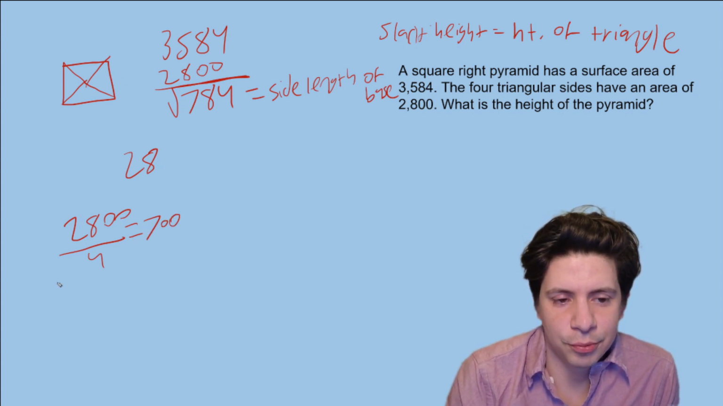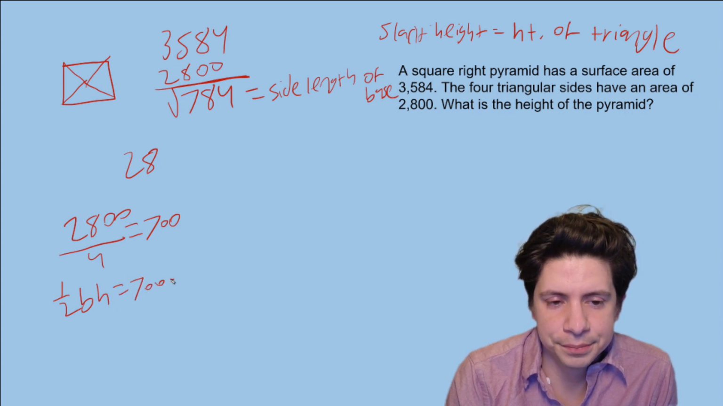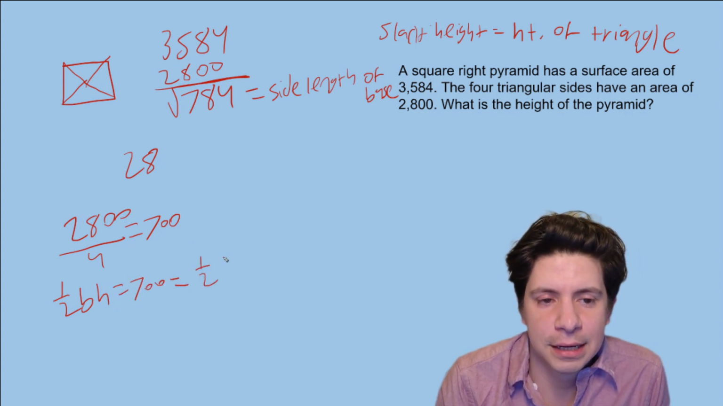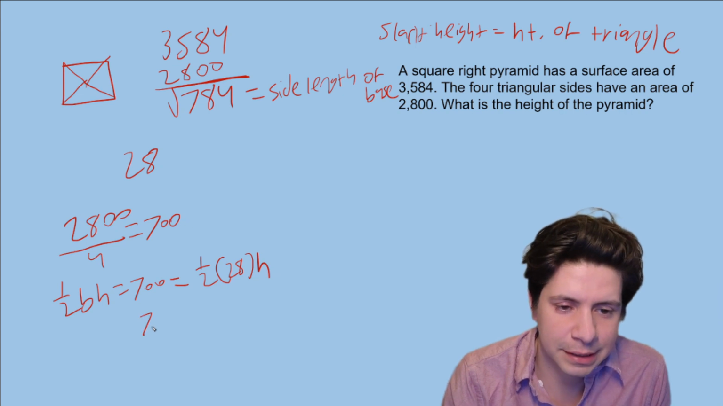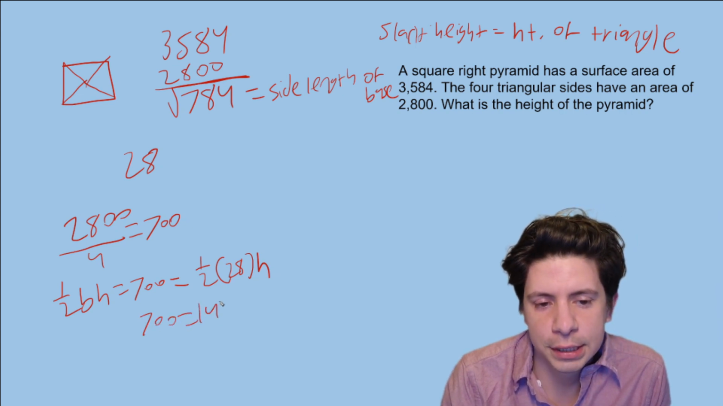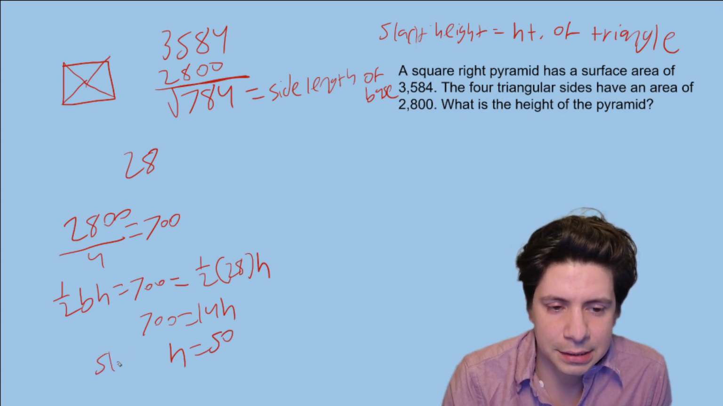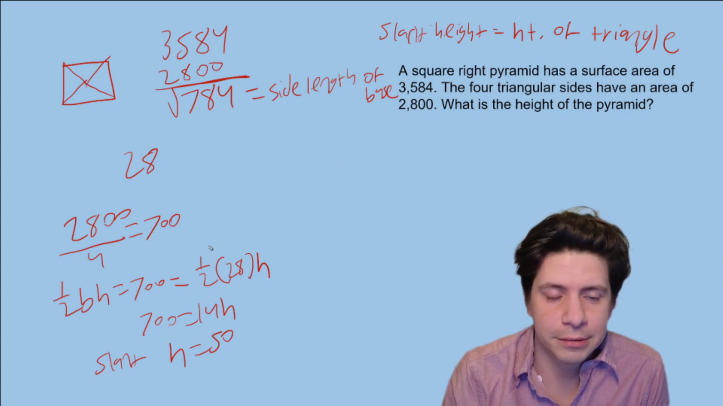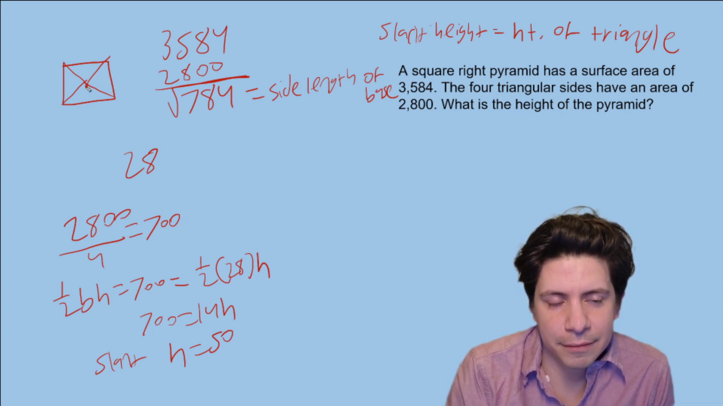And that's the area. So 1/2 BH equals 700. It equals 1/2 times 28 times H. So then 1/2 times 28 is 14. So we have 700 equals 14H. That means H equals 50. But this is slant height. So this is slant because it's the triangle's height. And now what you could do is imagine the base from the center to the edge is 14.